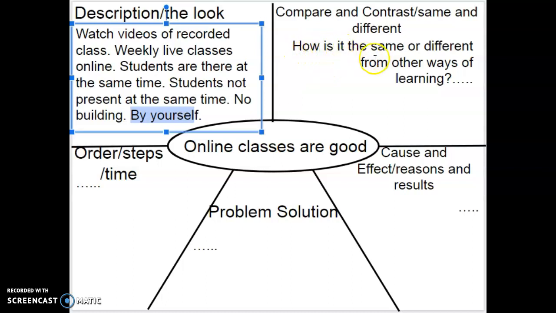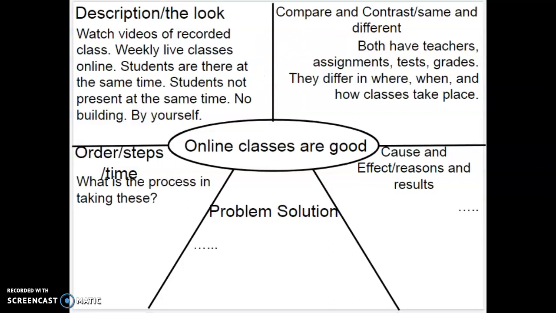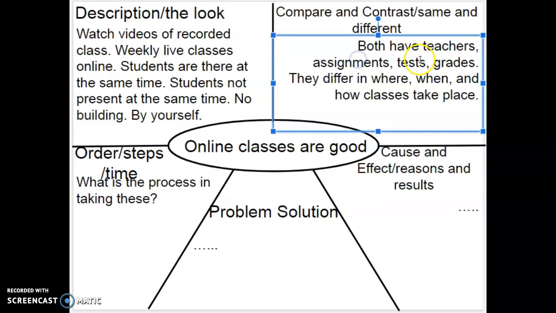How is it the same or different from other ways of learning? So we go to the next section, and both have teachers, assignments, tests, grades. They differ in where, when, and how classes take place.